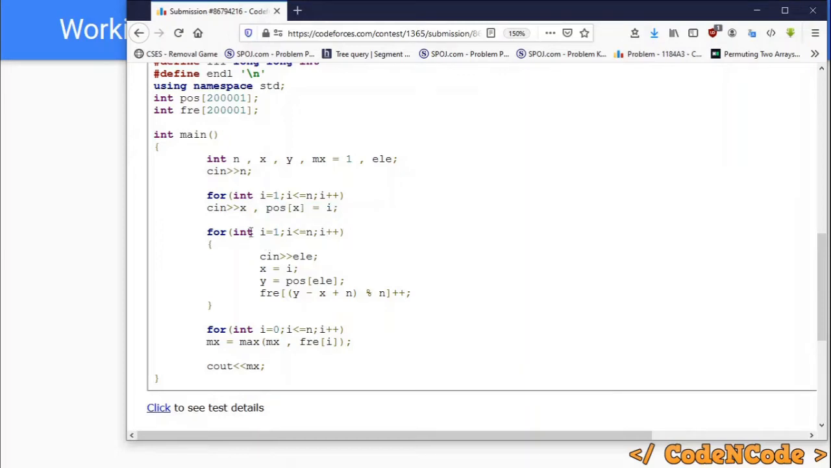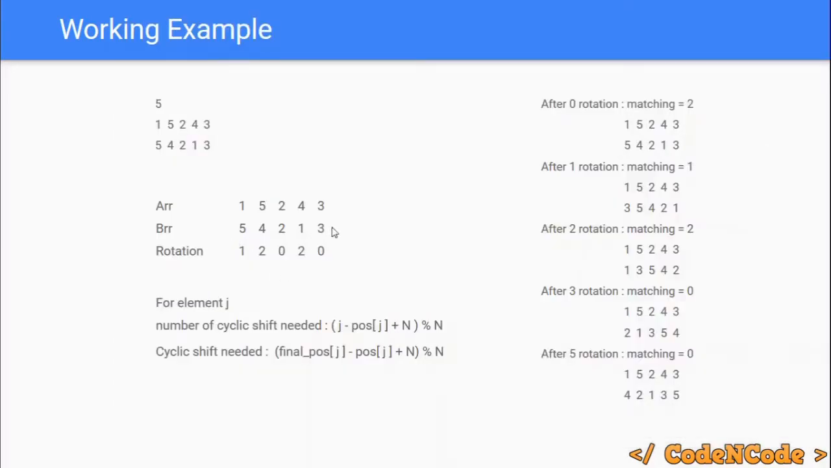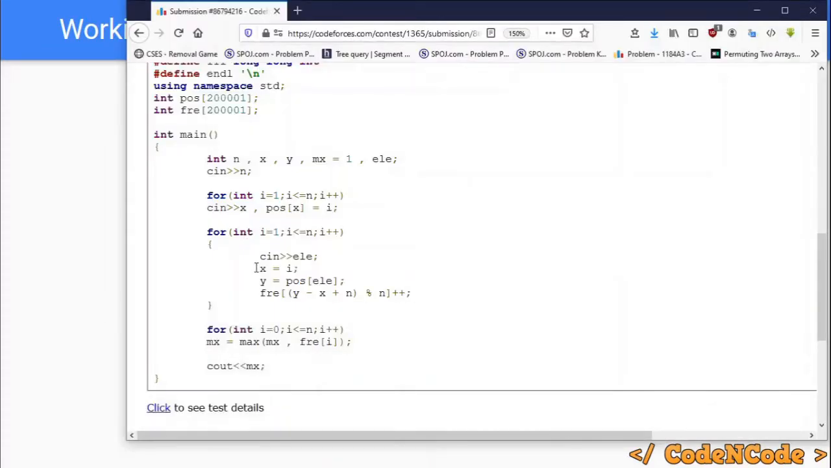After that, we'll be given the B array. So in the B array, each time I'm reading the element x, which gives the current position. When we are reading the B array, i represents the current position of the element. The final position of the element you can get from the pos array. As explained earlier, the pos array stores the final position of any element.